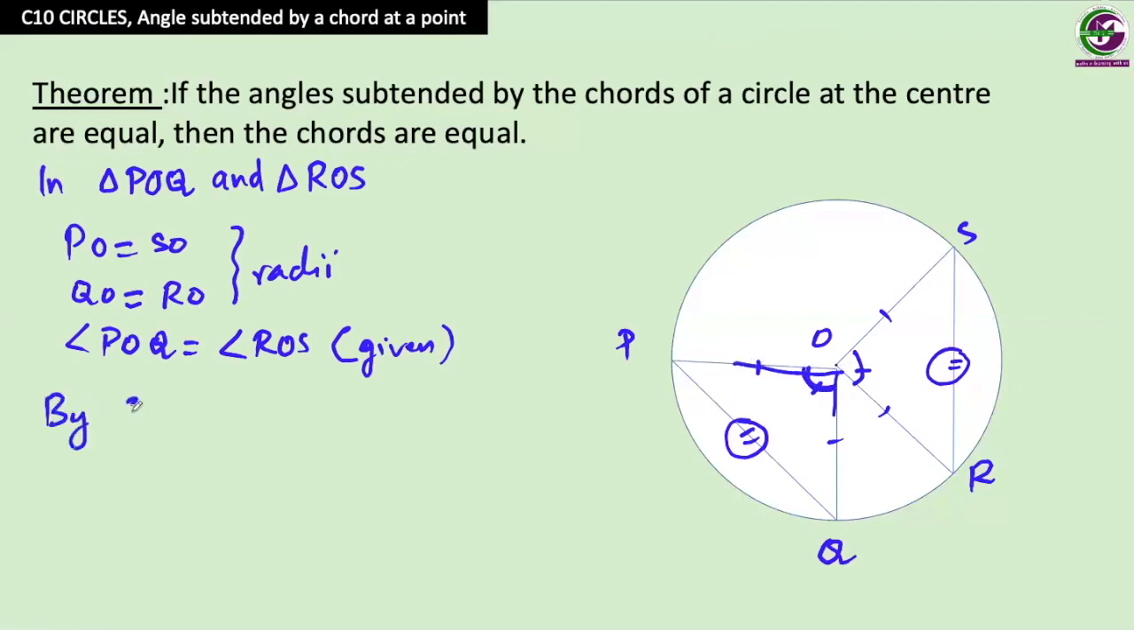By SAS. Before, we were given equal chords, so we could write SSS, but now we have equal angles, so we have to use the congruence SAS. Triangle POQ is congruent to triangle ROS. So by CPCT, we have PQ is equal to RS.